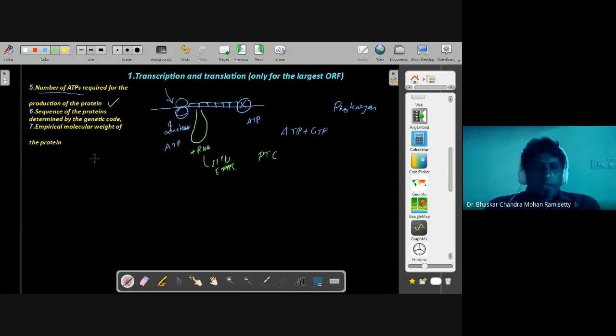And then what I want you to also do is look at the sequence of the proteins determined by the genetic code. In that sense, I want you to understand that the genetic code is degenerate. You have to have a look at the genetic code. Some amino acids are coded by more than one codon, and some amino acids are coded by only one codon. So it's always a good thing to see.